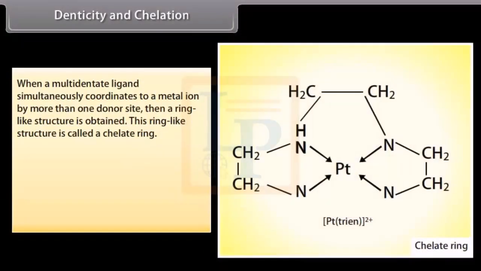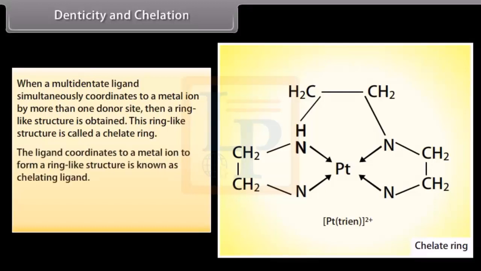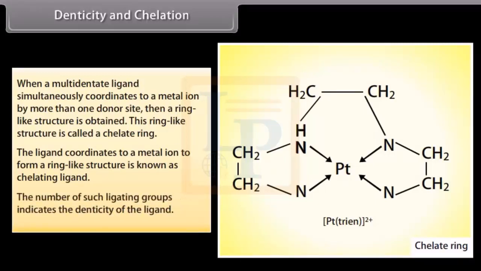Denticity and chelation. When a multidentate ligand simultaneously coordinates to a metal ion by more than one donor site, then a ring-like structure is obtained. This ring-like structure is called a chelate ring. [Pt(en)2]2+ is an example of chelation. The ligand coordinates to a metal ion to form a ring-like structure is known as chelating ligand. The number of such ligating groups indicates the denticity of the ligand.